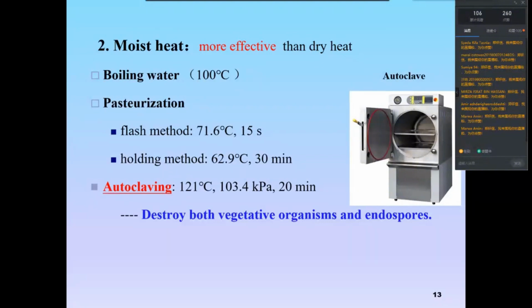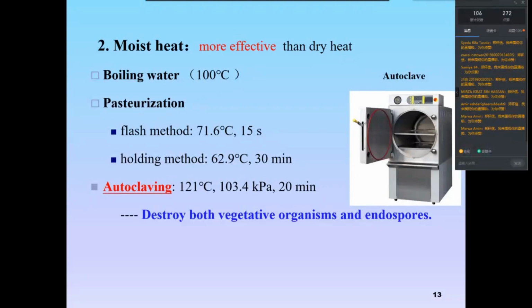This flash heat can kill the microorganisms in the milk. Or you can treat the milk with an even lower temperature, like 62, 63 degrees, and keep the milk at this temperature for 30 minutes. And this is also enough to kill microorganisms in the milk. So this procedure we call pasteurization.